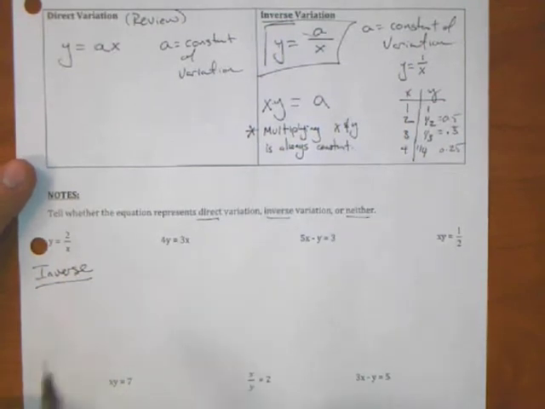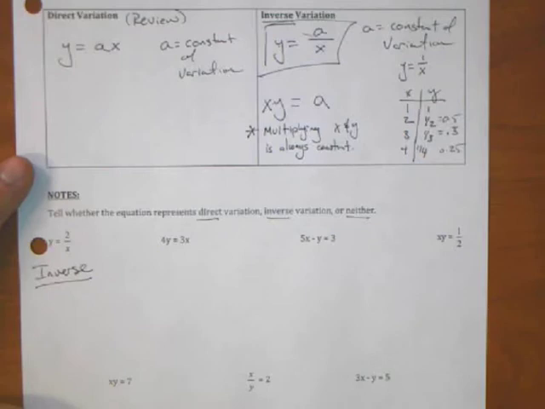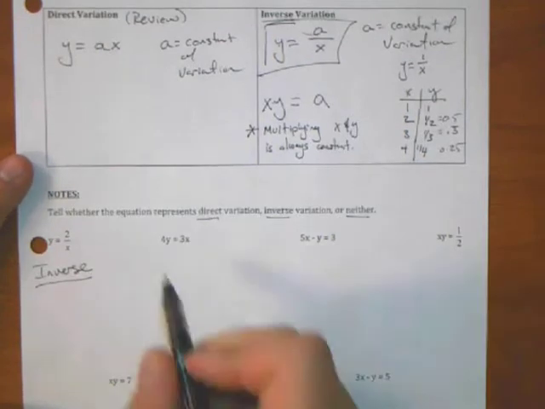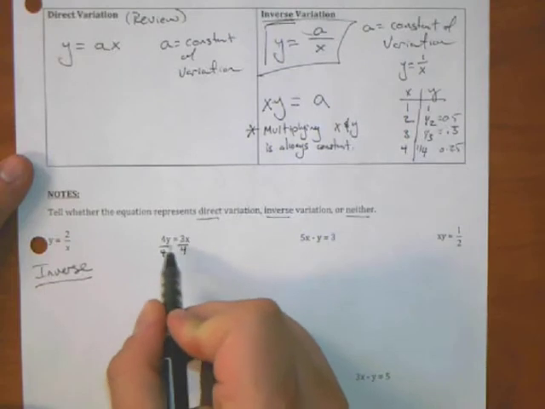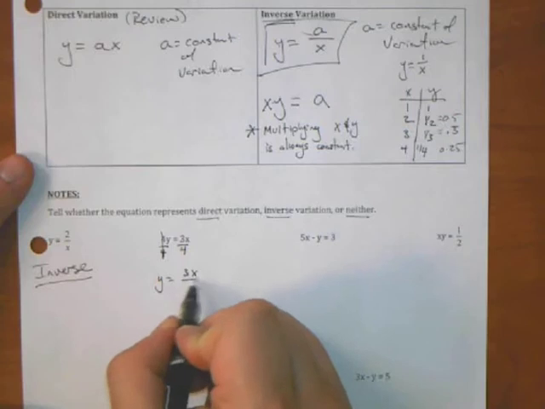Okay, let's maybe kick it up a little bit. How about 4y equals 3x? Is this going to be inverse, direct, or neither? I think it's going to be direct. You can show that it's direct by getting it into y equals form. So I could divide both sides by 4, and you get y equals 3x over 4.